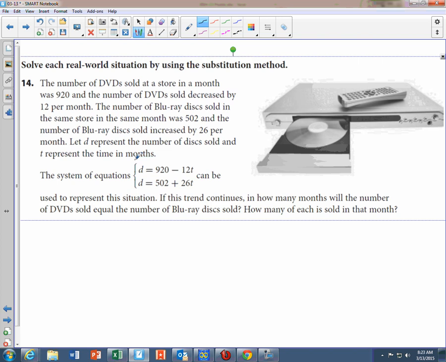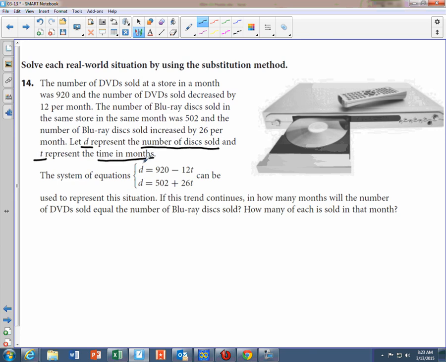So DVDs are going down, Blu-rays are going up. Let D represent the number of discs sold, and T represent the time in months. Now, when you get to these story problems, I want you to underline what D is. So D is the number of discs sold. What is T? Time in months. So here's our system. What's nice about this system? D is alone, which means I can do a substitution automatically. I can skip to step 2 and substitute that in for D.